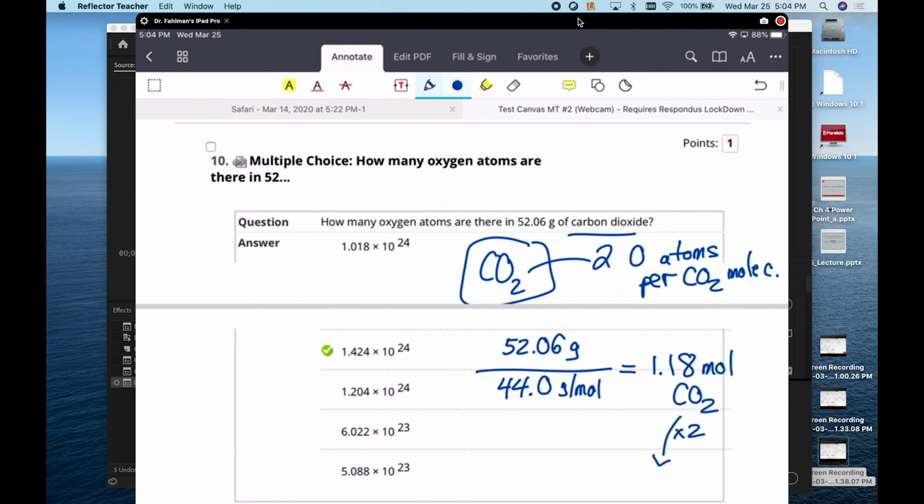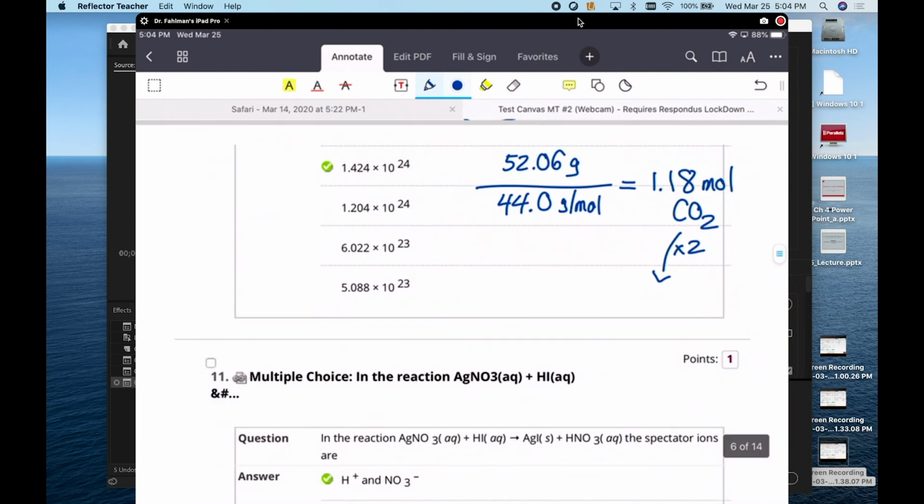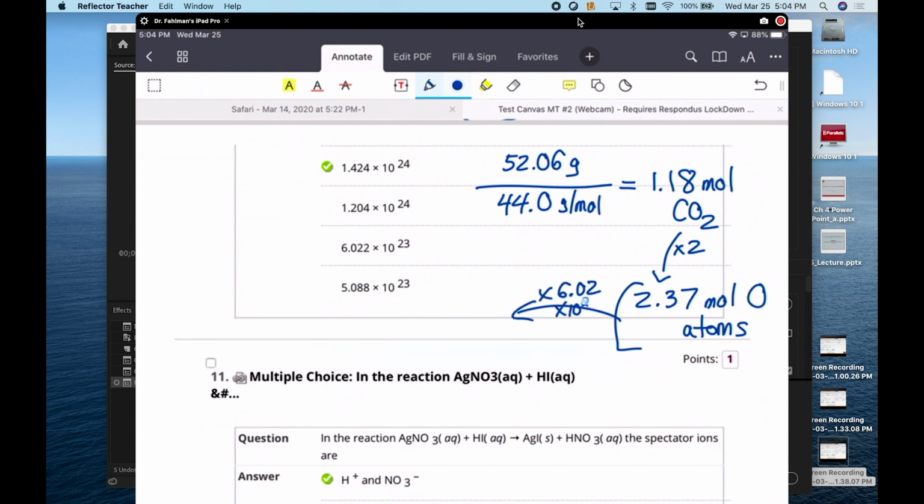And so therefore, multiply that by 2, we have 2.37 moles of oxygen atoms, right? Because there's 2 for every molecule of CO2. Once we have moles, then we multiply by Avogadro's number to give you the number of things. And that gives you your 1.42 times 10 to the 24th.